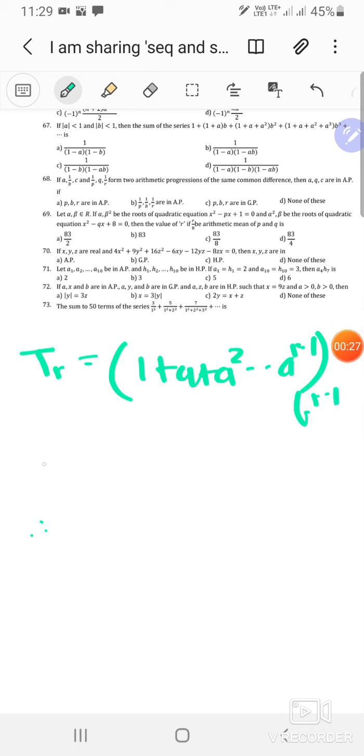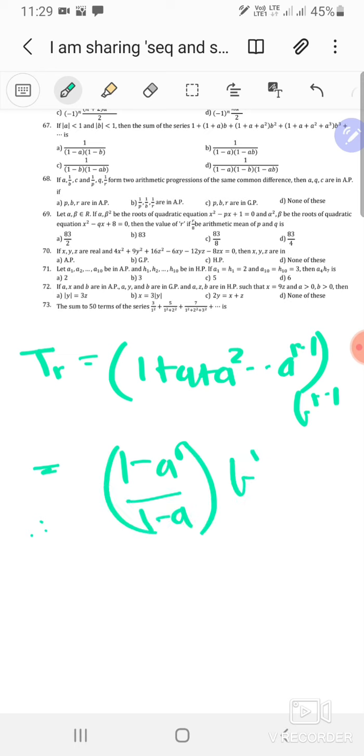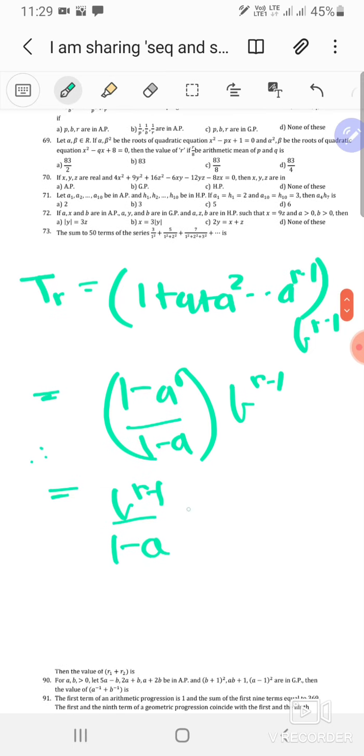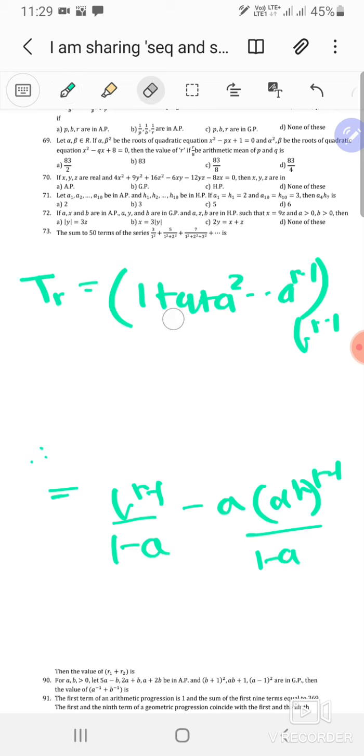Yeah, I think that's correct. So it's supposed to be (A power R minus 1) upon (A minus 1). In fact, I should write it like this: (1 minus A power R) upon (1 minus A) into B power R minus 1, which can be written as B power R minus 1 upon 1 minus A, minus A times (AB) power R minus 1 upon 1 minus A. So that's our TR in that case.